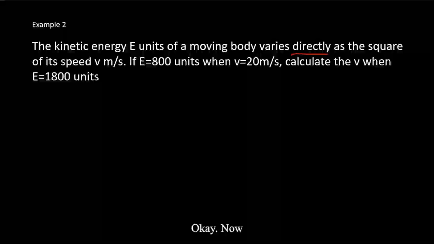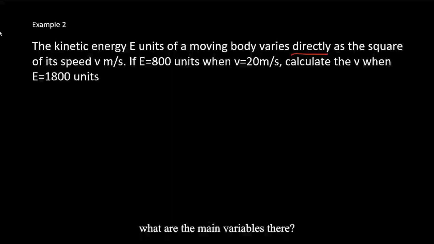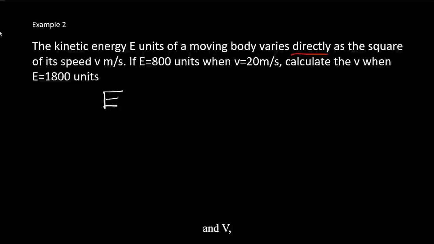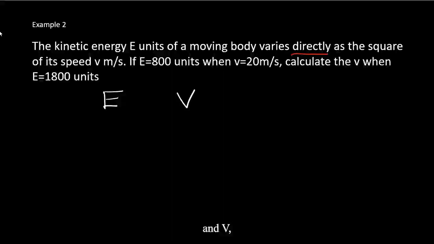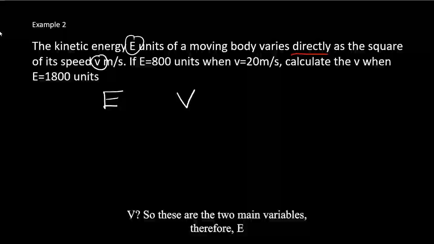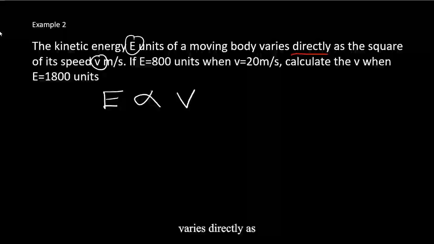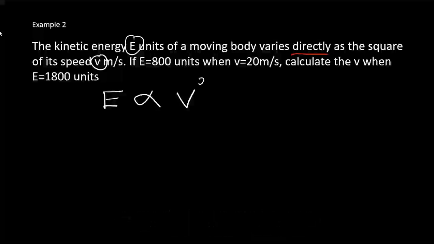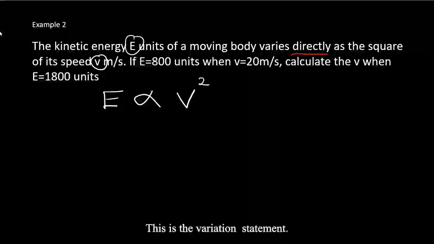Now, what are the main variables there? E and V. We have the kinetic energy E, and the square of its speed V. So these are the two main variables. Therefore, E varies directly as the square of its speed. If V is representing the speed, then the speed is going to be squared. This is the variation statement.